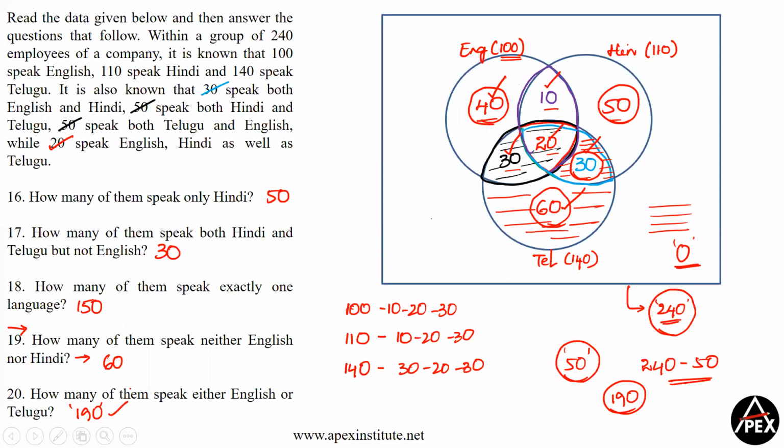So the key to solving questions from Venn diagrams is to start from the region common to all the regions. Clear? So any doubts in today's session? Quick responses, please.